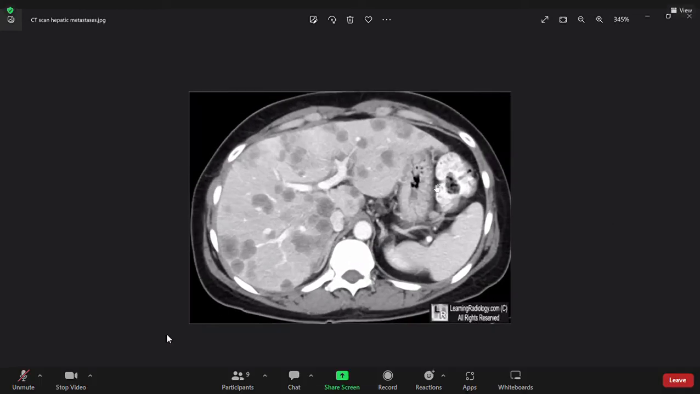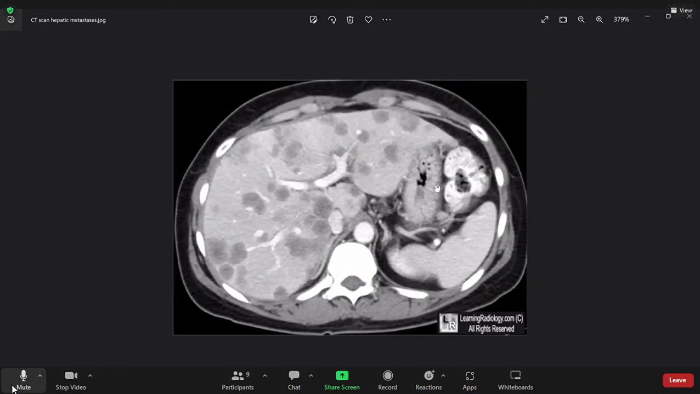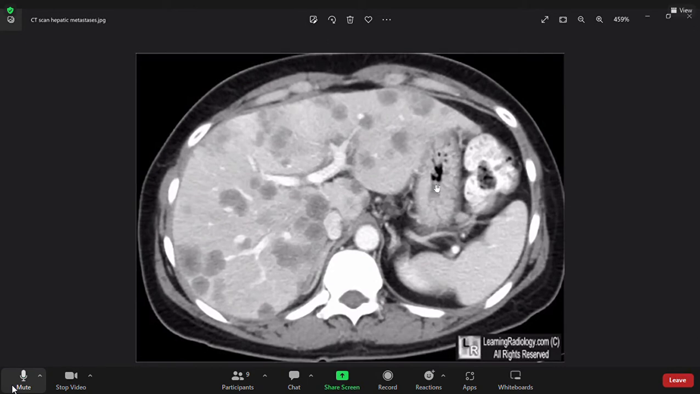Yes, sir. You see me zoom in? Yes. Okay. All right. Spot diagnosis here now.